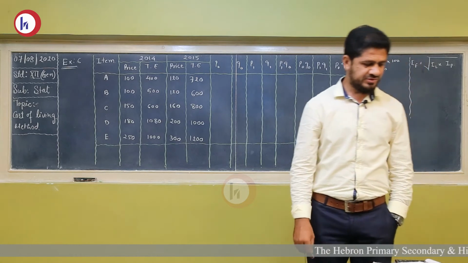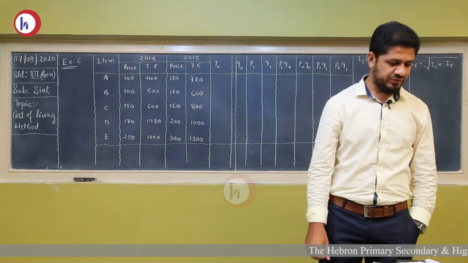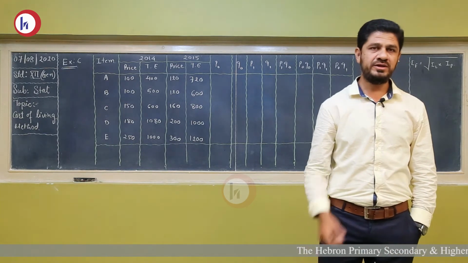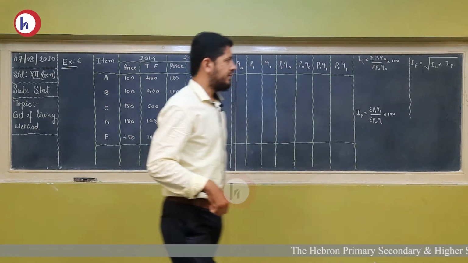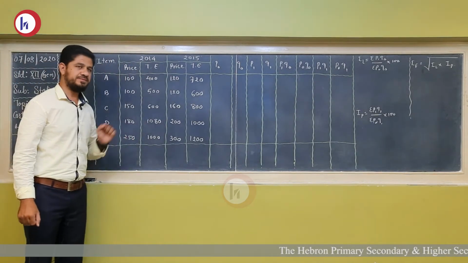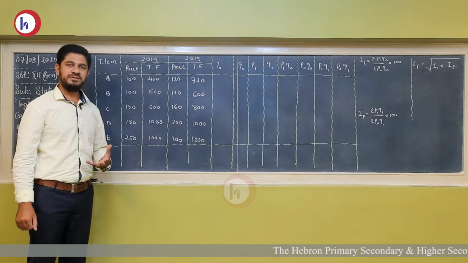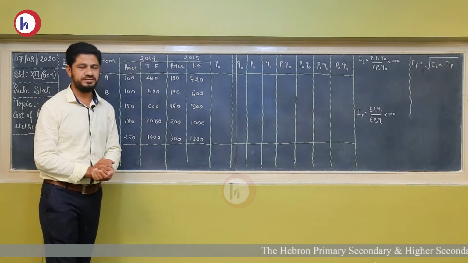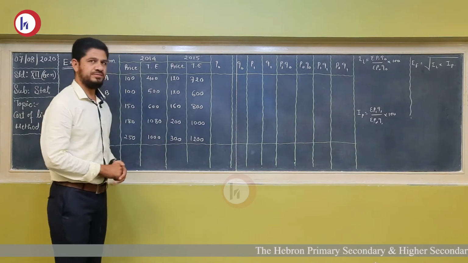Find the Paasche's and Fisher's index number for the year 2015 with the base year 2014 using the data given below and the data that I have written on the board. Right? Now, what is new in this sum? We have already learned the methods of Laspeyres, Paasche's and Fisher's. But there is something new in this sum.